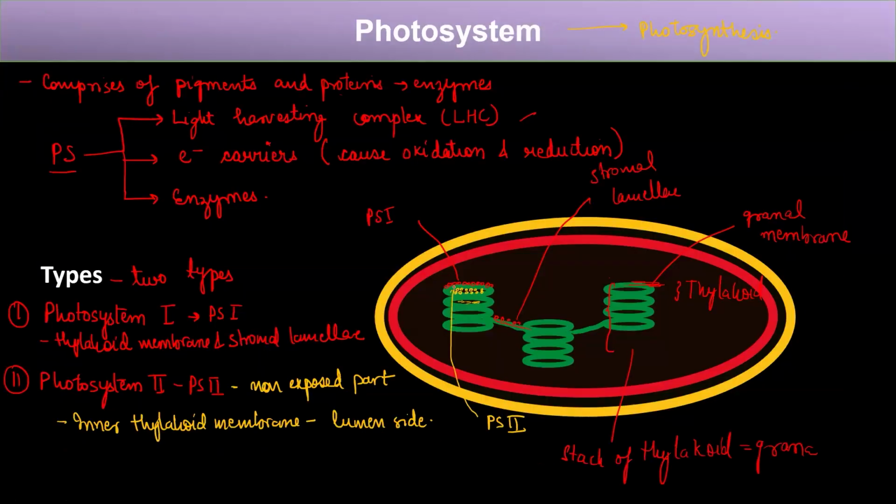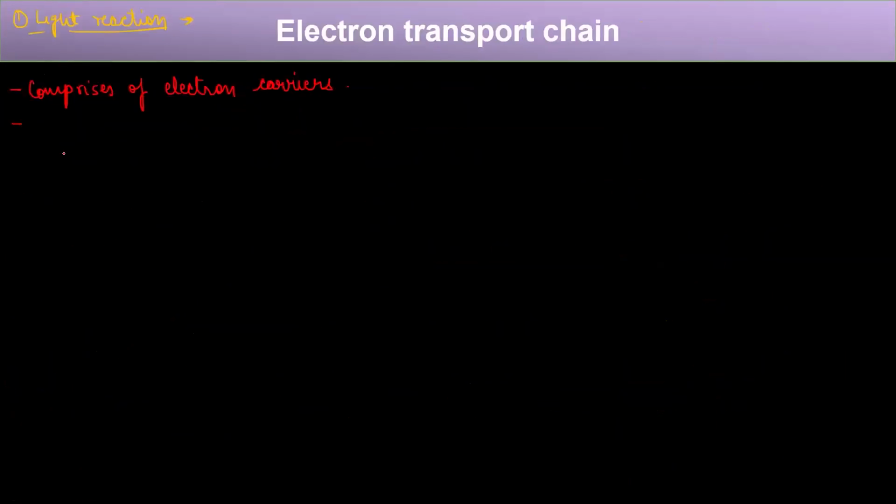Now, where is the electron transport chain located? It is located in the thylakoid membrane. Just like where PS1 is located, similarly the electron transport chain will be located somewhere here, in the thylakoid membrane.